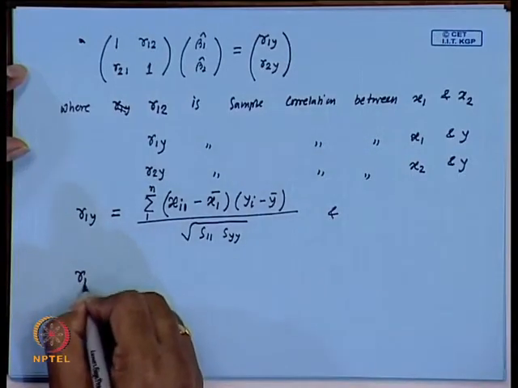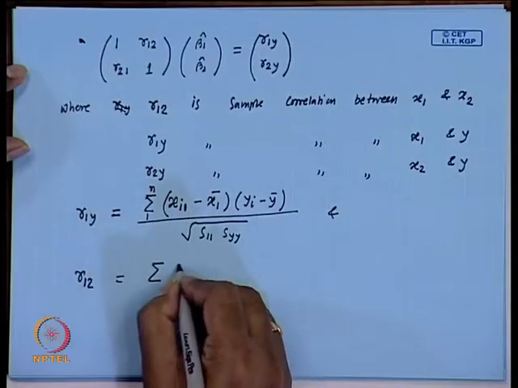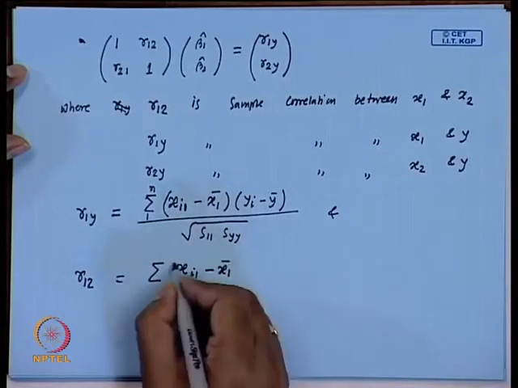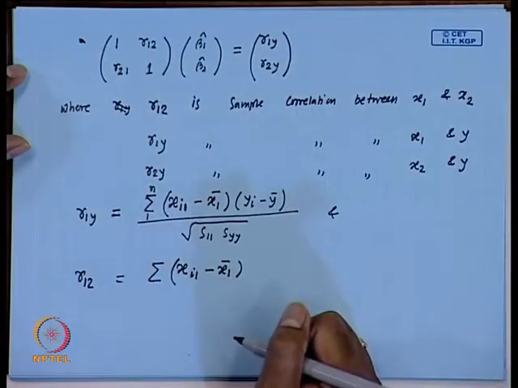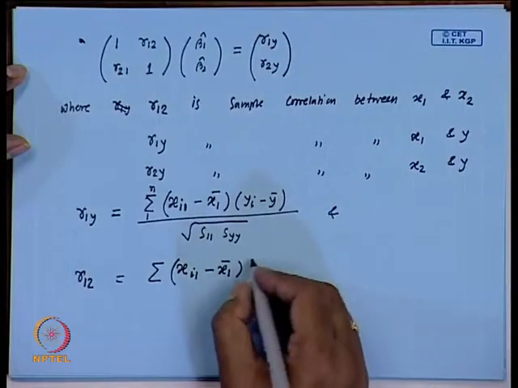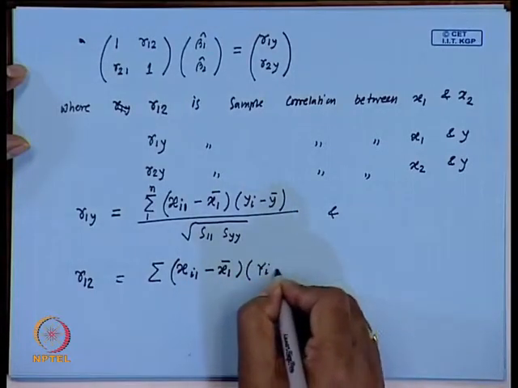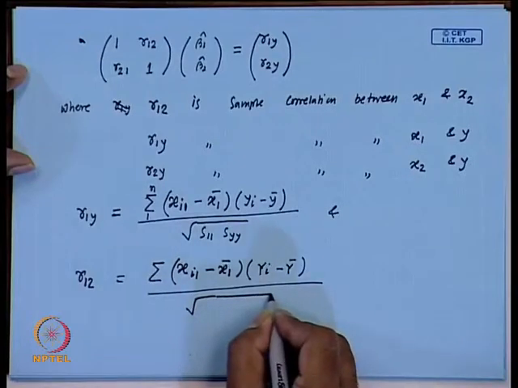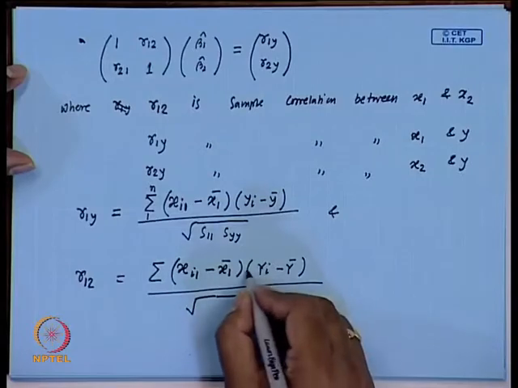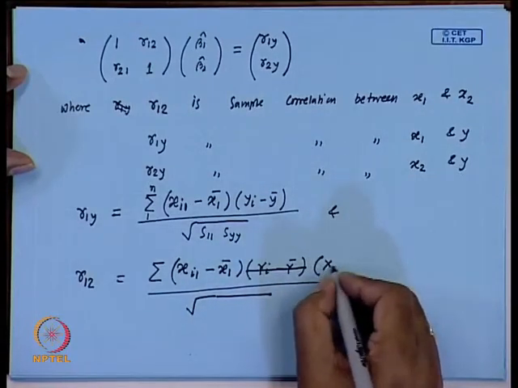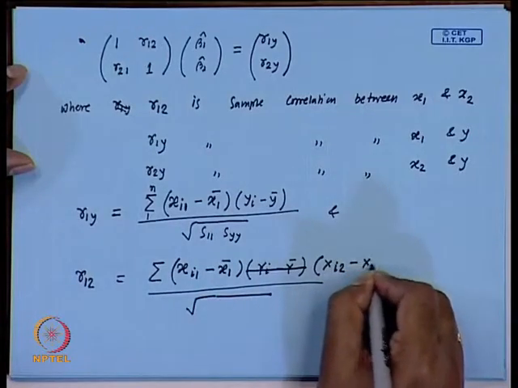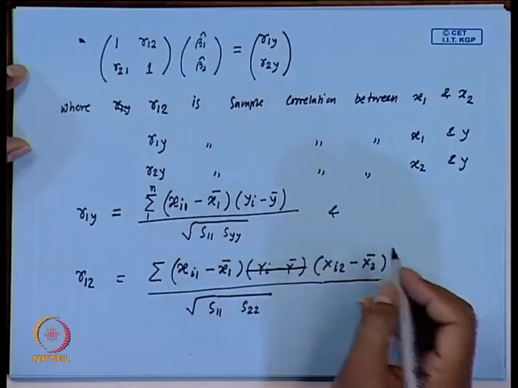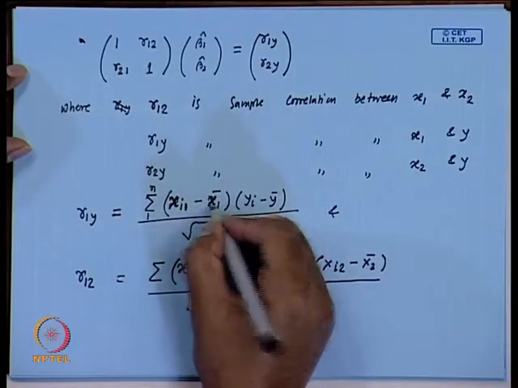and r_12 is equal to the sum of (X_i1 minus x_1 bar) into (X_i2 minus x_2 bar), divided by root of S_11 S_22. So, maybe more precisely I should replace them by capital X, capital Y.